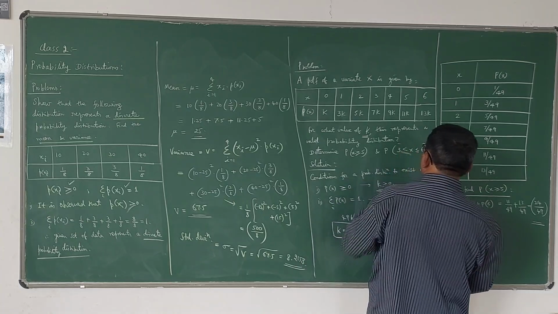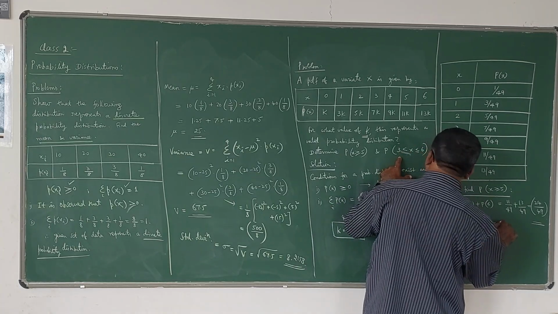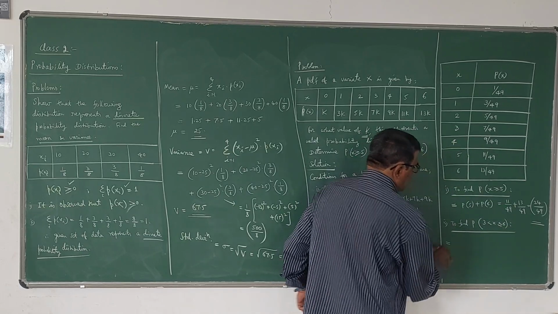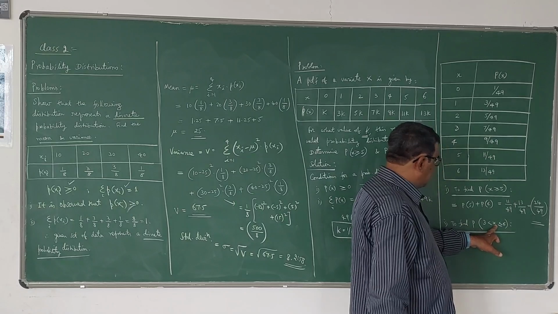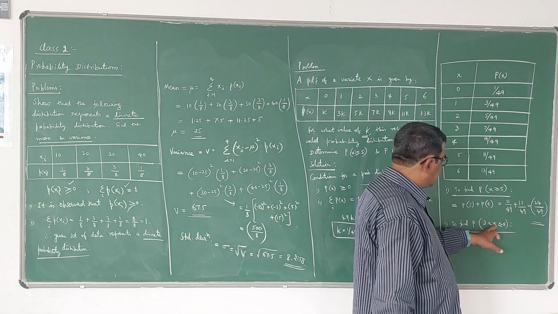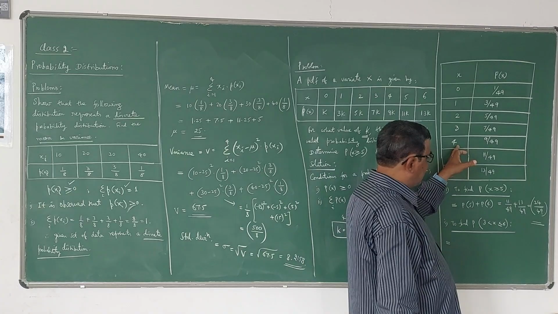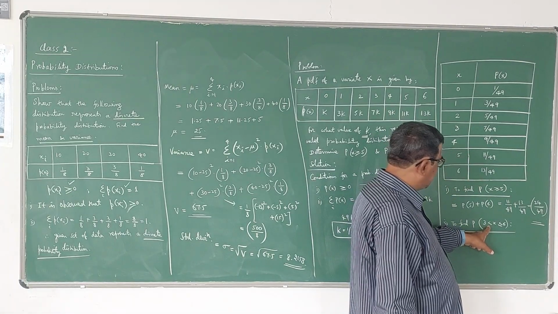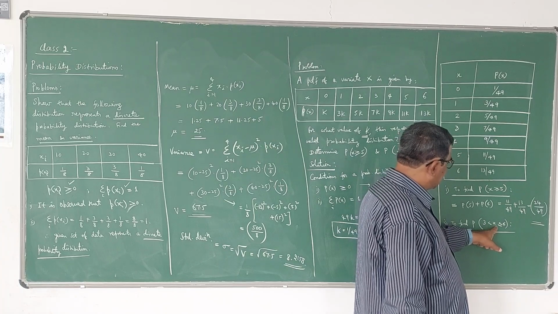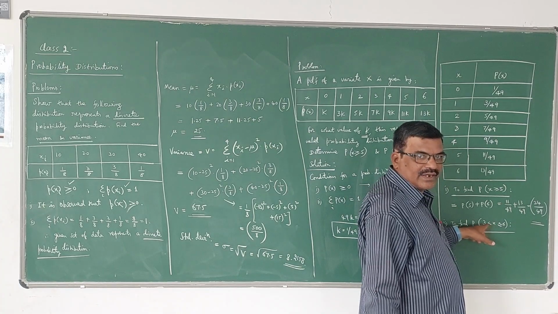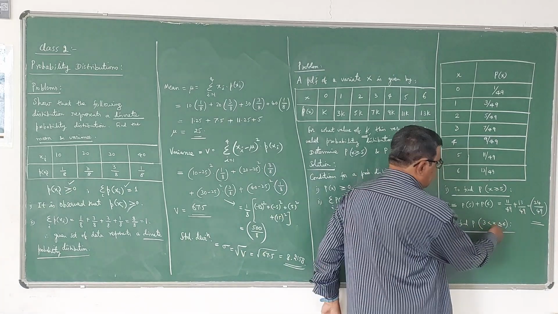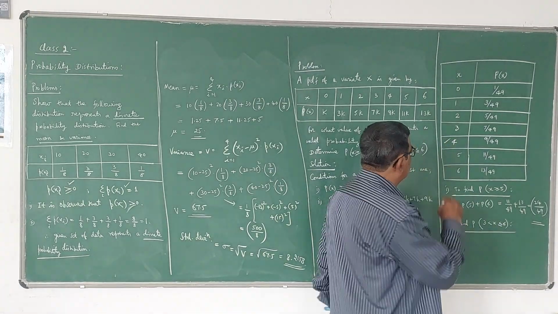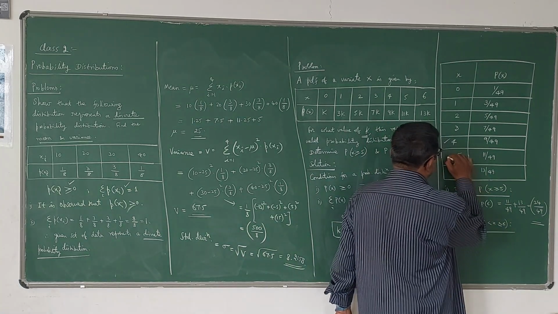p of 3 less than x less than or equal to 6. 3 less than x means x should be greater than 3. x is greater than 3 means this value will come 4, then less than or equal to 6 means 5 to 6.